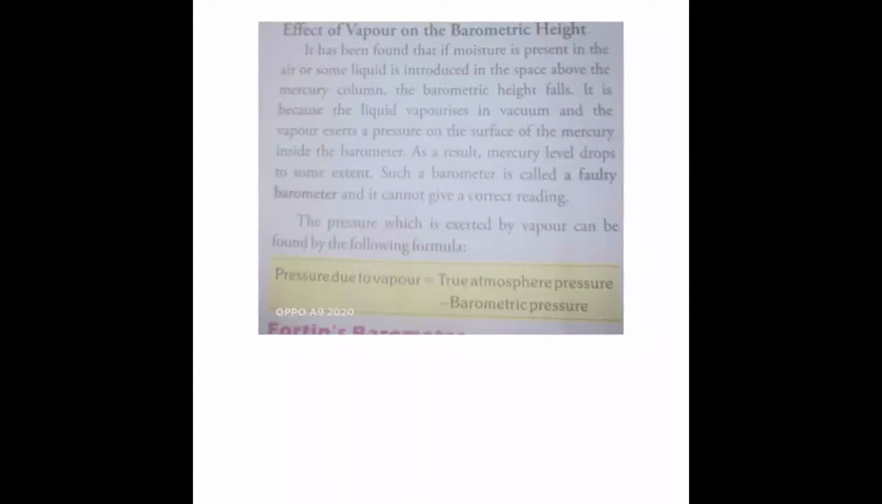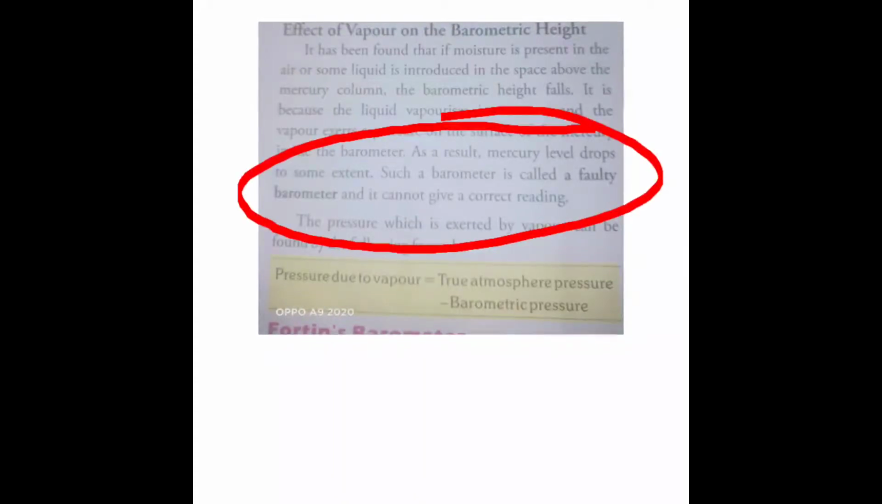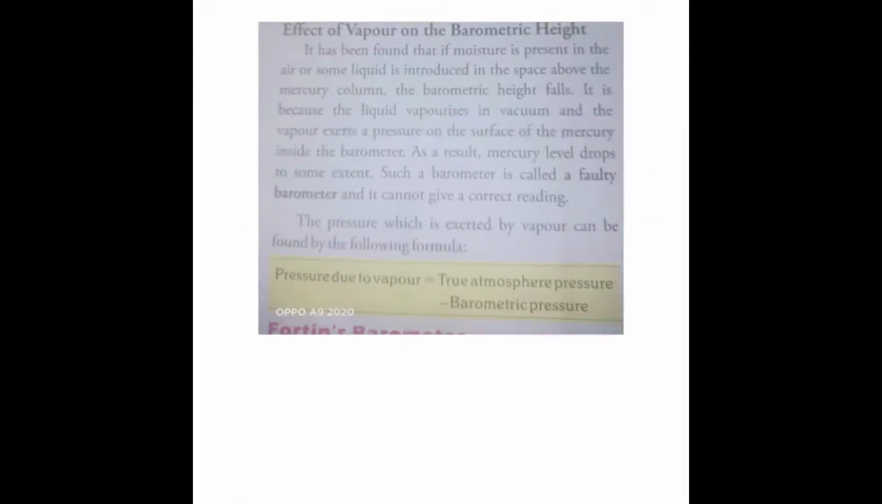So this was the faulty barometer, which I have already explained. What is a faulty barometer? We will get the answer from this paragraph. Due to the formation of vacuum above the mercury, the vacuum or the vapor pressurizes the mercury level down, and it does not give an accurate reading of the barometer. So this type of barometer is called a faulty barometer. Pressure due to vapor is true atmospheric pressure minus barometric pressure. So this is the formula.